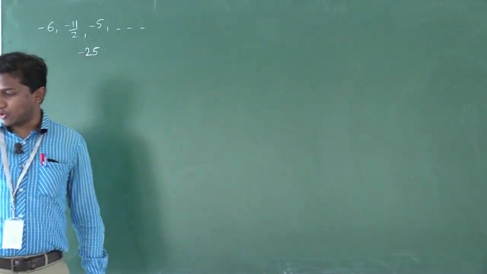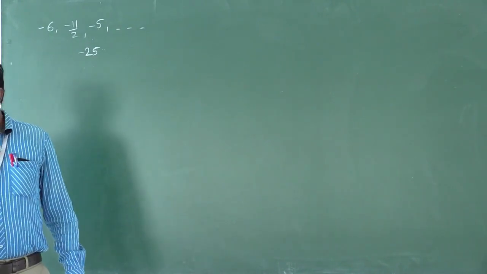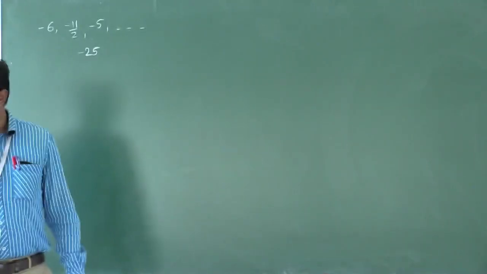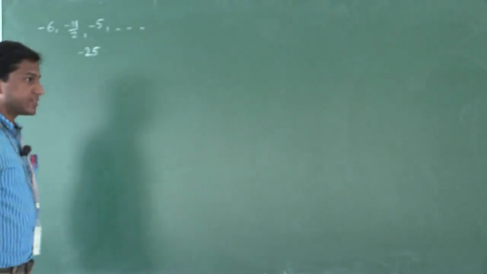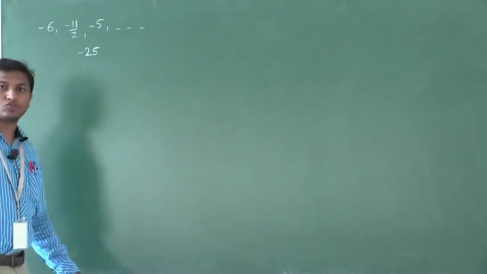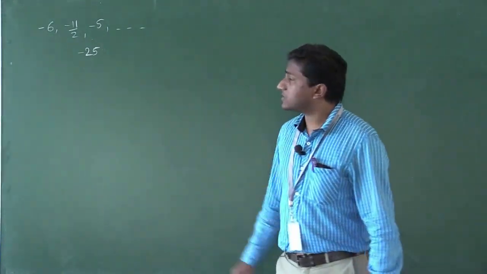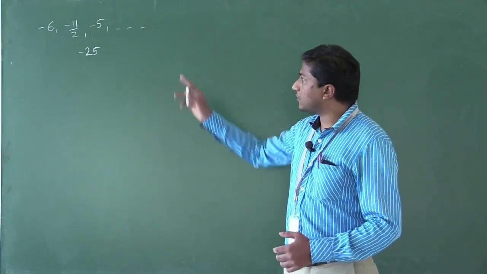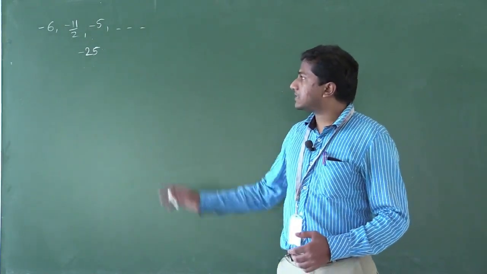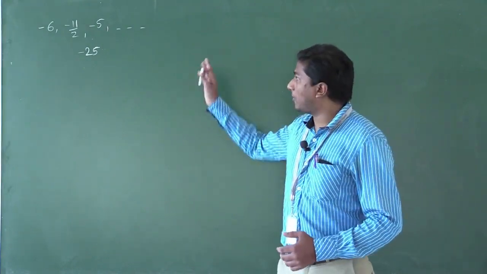I repeat the question one more time. How many terms of the AP minus 6, minus 11 by 2, minus 5, and so on are needed to give the sum minus 25? Okay, look here. What is the question? What is the given AP here? The given AP is minus 6, minus 11 by 2, minus 5, and so on.